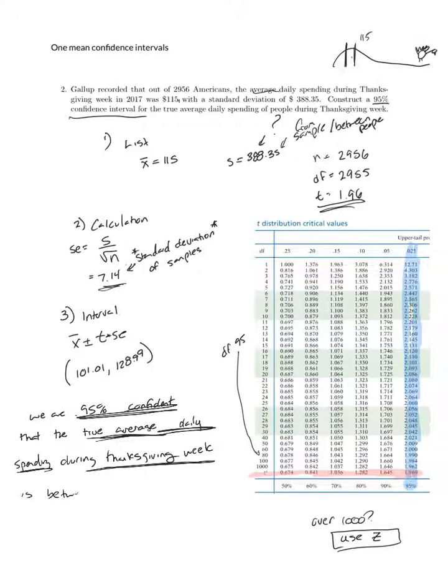is between $101.01 and $128.99. Notice I've got all my important information here. I've got how confident I am, what I'm talking about is an average of daily spending. When or who, well, during Thanksgiving week, is between 101 and 128.99. Another piece of information I could put in here is the fact that I'm talking about Americans. So I could say that the true average daily spending for Americans during Thanksgiving week is between 101 and 128.